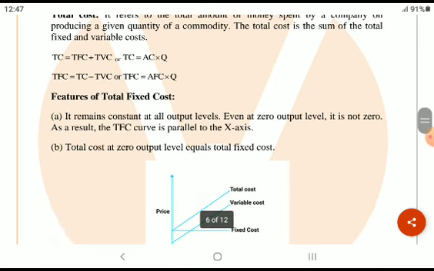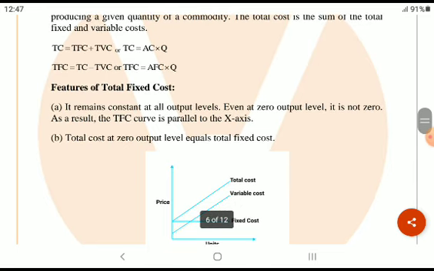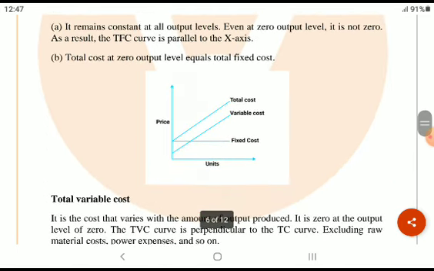A feature of total fixed cost is that it remains constant at all output levels. Even at zero output level it remains constant. It is not zero. As a result, the TFC curve is parallel to the x-axis. Total cost at zero output level equals total fixed cost. The graph will show price, units, total cost, variable cost, fixed cost.